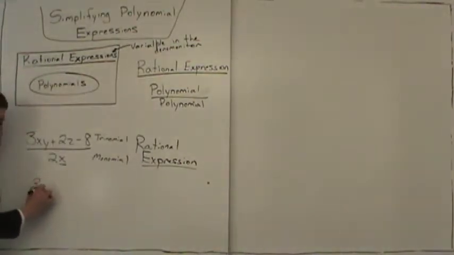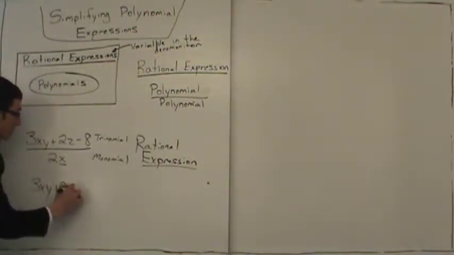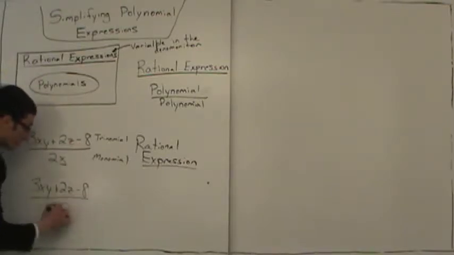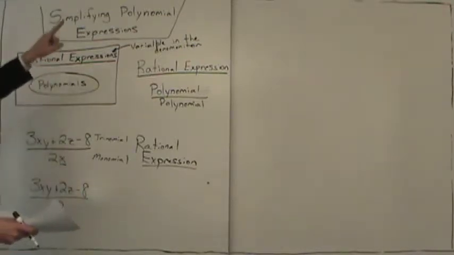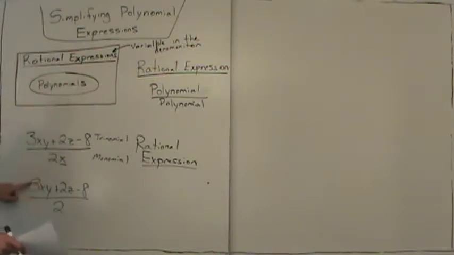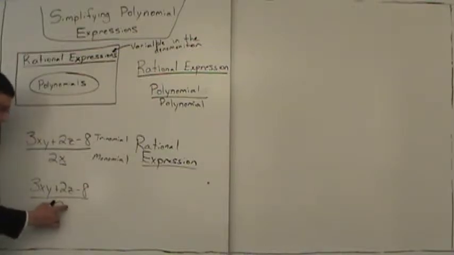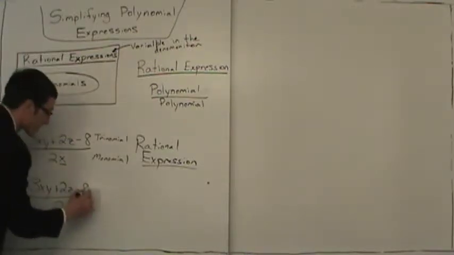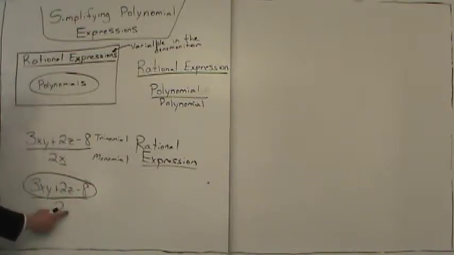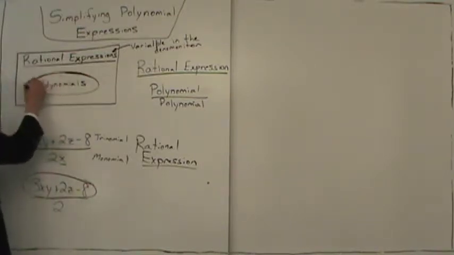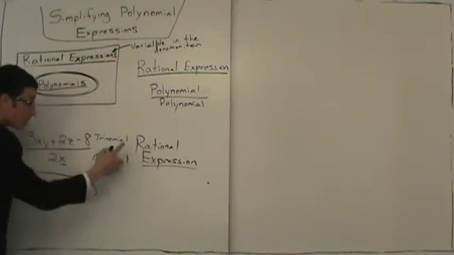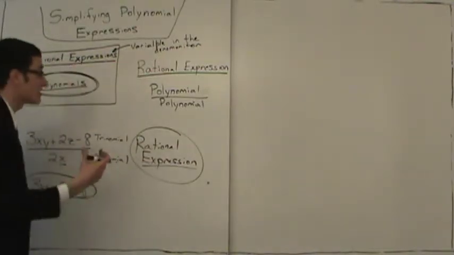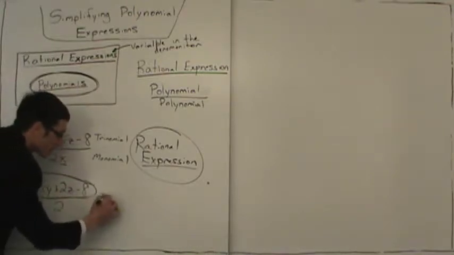However, if I write 3xy plus 2z minus 8 over 2, question, is this a rational expression? Yes, everything that we're dealing with today is a rational expression. Notice we have a trinomial divided by a monomial. However, since the denominator does not have a variable, we can be more specific and name this by the numerator. Since there is no variable in the denominator, this is a specific type of rational expression called a polynomial. So we're just going to name this by the numerator. If we call this a rational expression, that is true, but it's too general. We can be more specific and call this what?